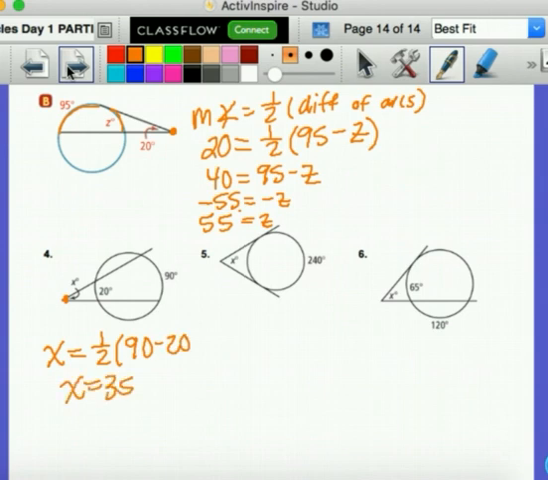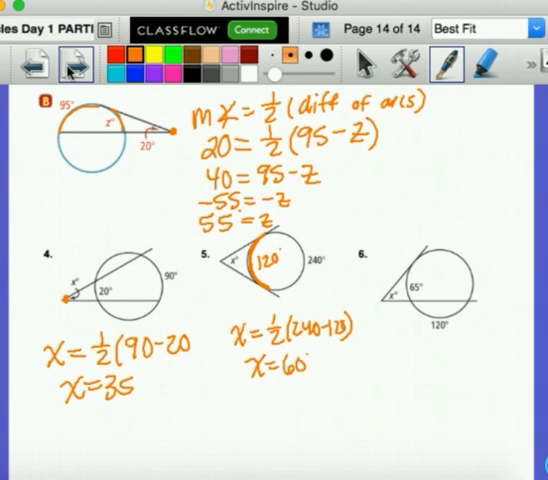I would recommend that we do number 5 together and you try 6 on your own. Number 5 only gives us 240, but this other arc here should be the rest of that total 360 degrees. So I'm going to label that as 120. So when I take half of 240 minus 120, I find that X equals 60.